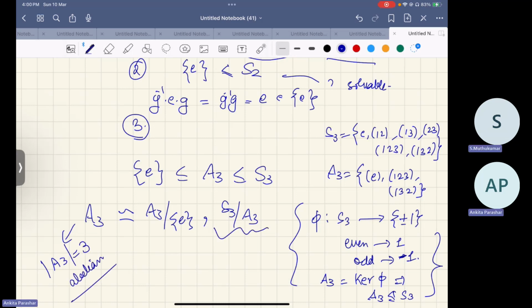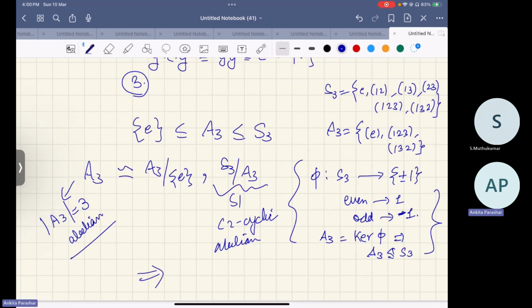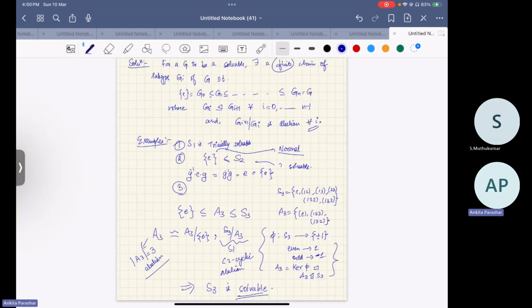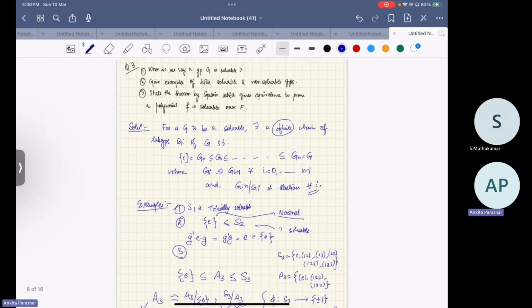What about the other quotient? What is the index? Index 2, so abelian, cyclic. And therefore, finally, what is the statement about S3? Is it solvable or not? It is solvable.